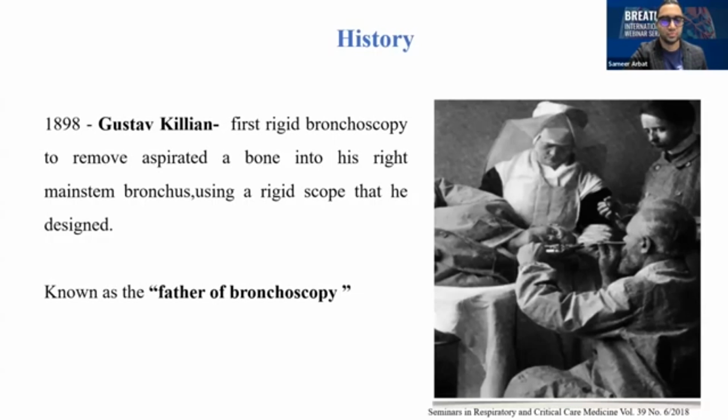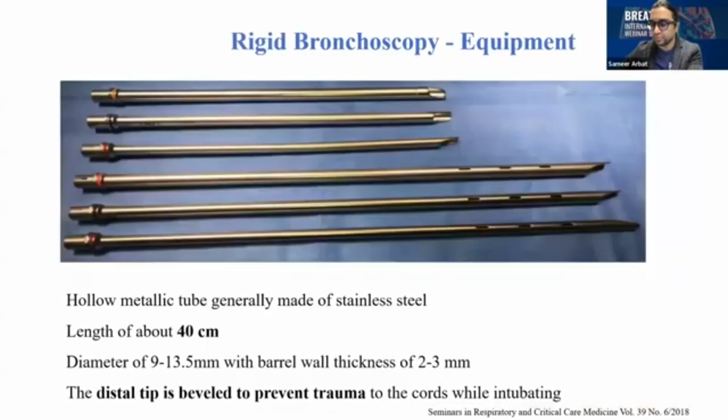The point of putting this slide is to make you understand that rigid bronchoscopy started as out of the box thinking. They had to use an esophagoscope to put inside the airway to retrieve a foreign body. So when it comes to rigid bronchoscopy, you need to be innovative. You need to choose the instruments needed for a particular procedure, depending upon the indication.